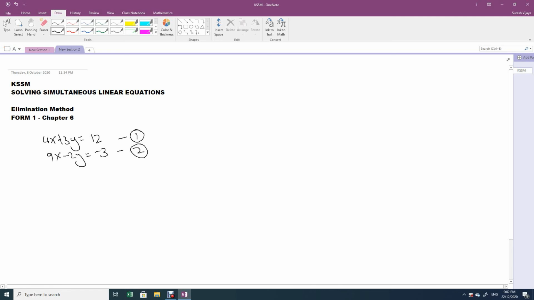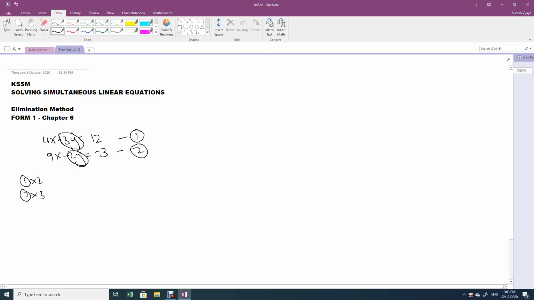To solve this, we have to change both of the variables to the lowest common multiple. The easiest way to do this is by changing the y to the common multiple of 6, because 6 is the lowest common multiple. To change this to 6y, equation 1 has to be multiplied by 2, and equation 2 has to be multiplied by 3, so that we can get both with the same coefficient.